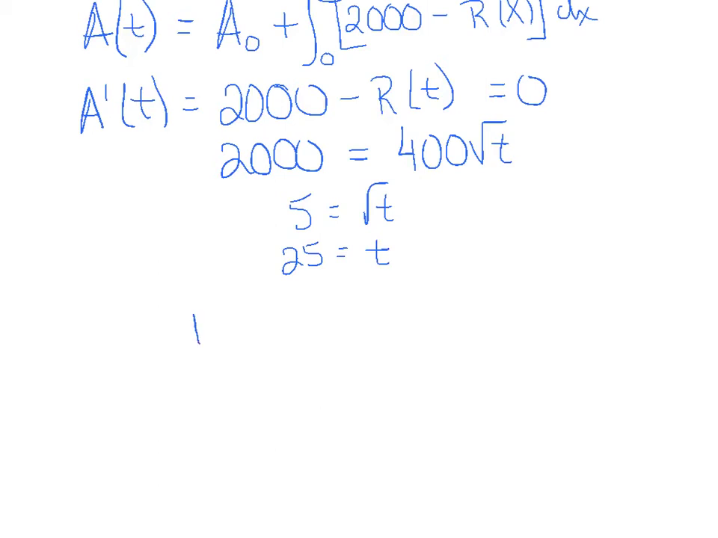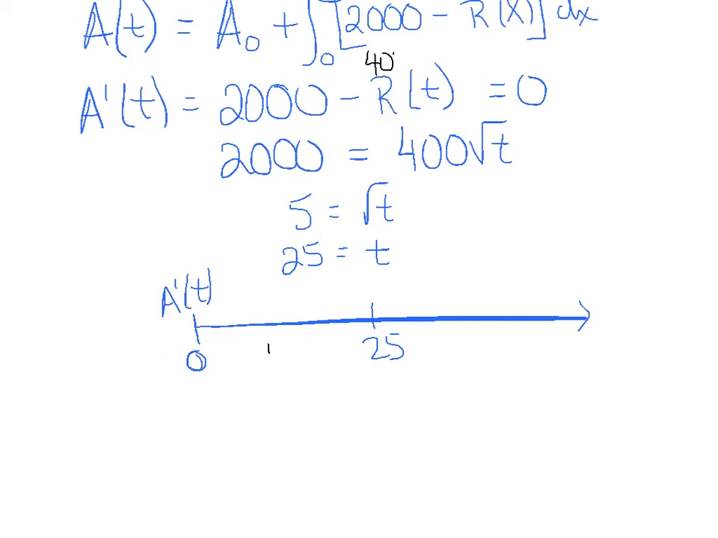Now we need to prove that that's a maximizing moment, not a minimizing. So there's t equals 0, here's t equals 25. And I'm going to substitute smart values into A prime. What I mean by smart values here, I'm going to plug a 1 in. And let's see. So I'm really thinking, I want you to picture 400 radical t right here. And if I plug a 1 in, 2,000 minus 400 is definitely positive.